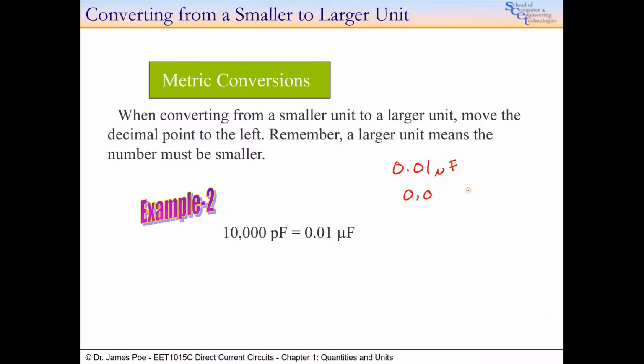So we got 0.01 times 10 to the, micro is negative 6. If we want to know how many picofarads that is, remember pico is 10 to the negative 12. So that means I'm going to have to move this, because this is getting smaller, this needs to get bigger, and it needs to get bigger by 6. So if I'm at 0.01, I move this over by 3, and then I move it by 3 again, and that leaves me with 10,000 picofarad. So that's all there is to it.